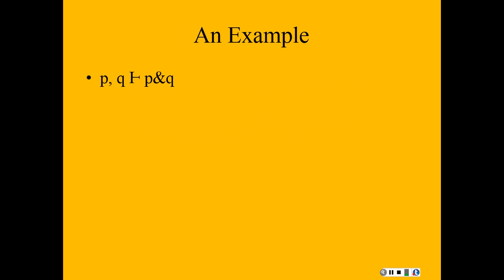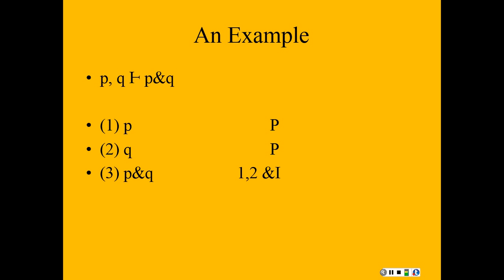Consider the following sequence: P, Q, therefore P and Q. Now this sequence is self-evidently valid. It's obvious that if P is true and Q is true, it must also be the case that P and Q is true. And the rule that we've just introduced allows us to prove that this sequence is valid. So we begin, as always, by writing down our premises. The rule of conjunction introduction allows us, given these premises, to write down the conjunction P and Q. That follows from lines 1 and 2 via conjunction introduction.